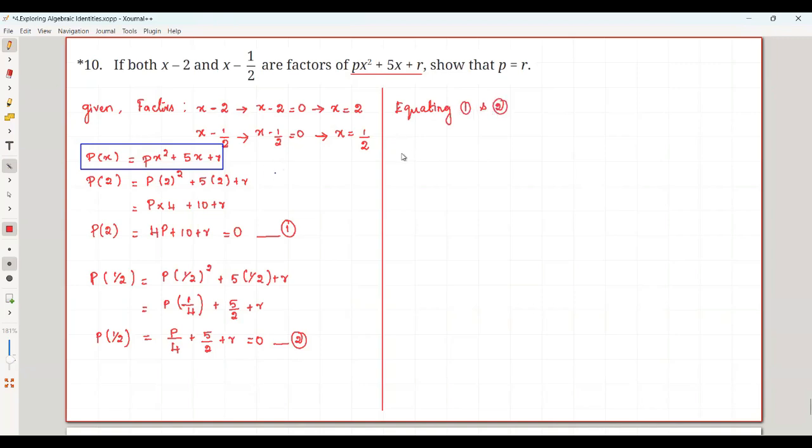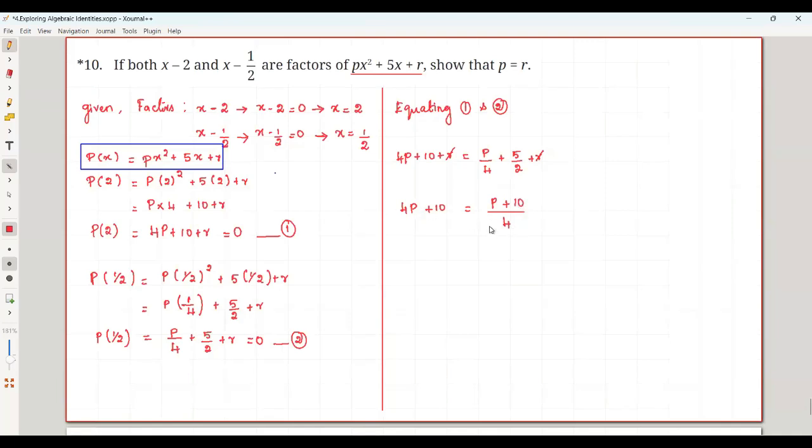So how can we equate? We get 4p plus 10 plus r is equal to p by 4 plus 5 by 2 plus r. Plus r and plus r cancel. Now we can simplify it. 4p plus 10 is equal to, here we can take the LCM as 4. With LCM 4, here p plus, and I should multiply 5 by 2, so 5 2s are 10.